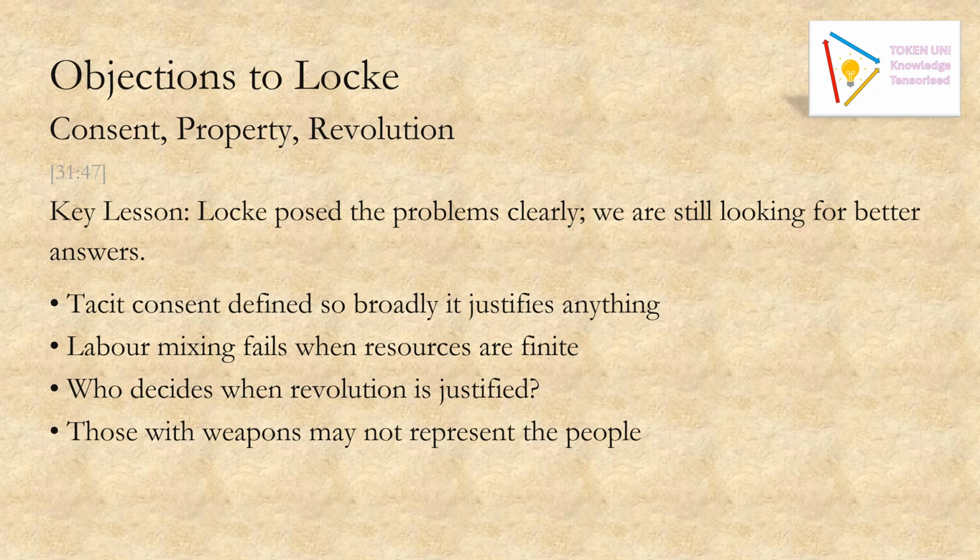Property theory is problematic. Labor mixing works in a world of abundant resources. It works less well when resources are finite and prior appropriation by some excludes others. The provisos may require more redistribution than Locke's heirs have generally acknowledged. The revolution theory is problematic. Who decides when?